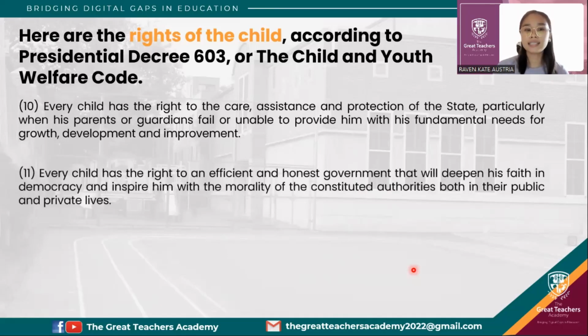Number 11, every child has the right to an efficient and honest government that will deepen his faith in democracy and inspire him with the morality of the constituted authorities both in their public and private lives. So in this one, karapatan natin magkaroon ng efficient and honest government. So dapat transparent ang ating government.